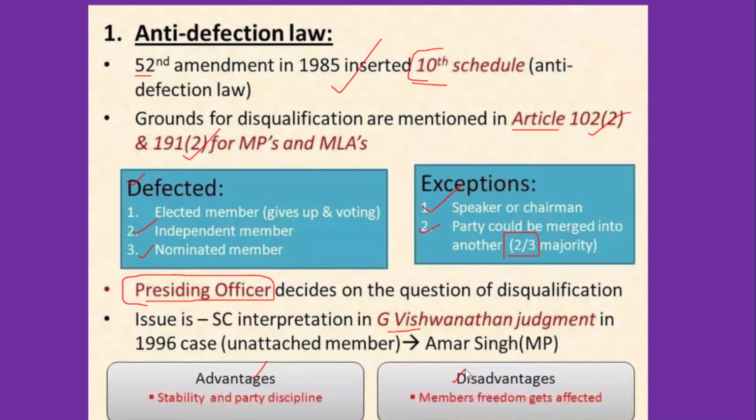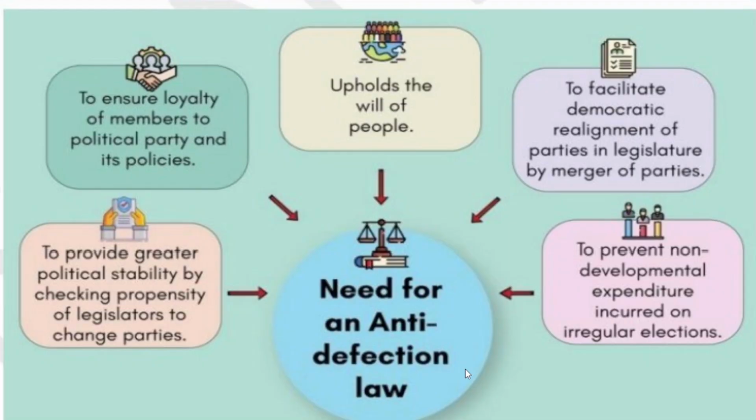The biased role of the speaker is also a major cause of concern because very often members of the opposition defect to join the ruling party. Since the speaker is mostly from the ruling party, he will not take any decision. However, recently in one of its judgments, the Supreme Court has said that the decision of the speaker must be delivered within 3 months.